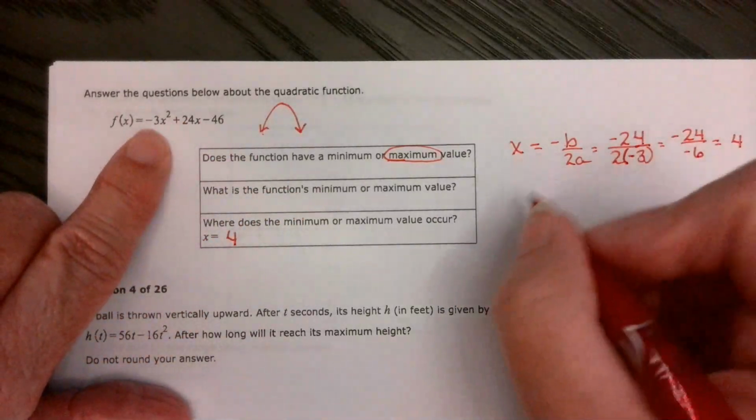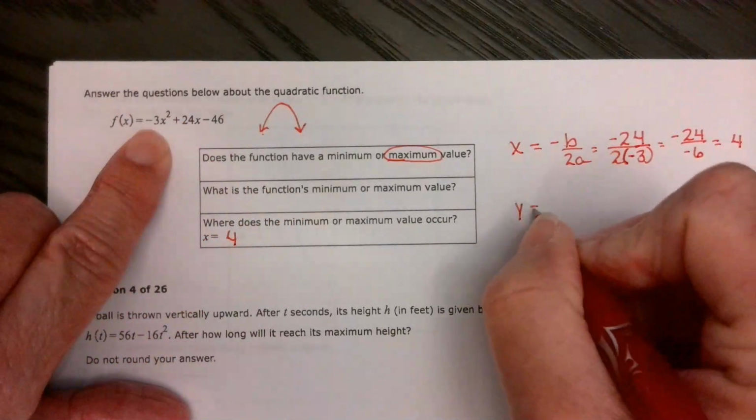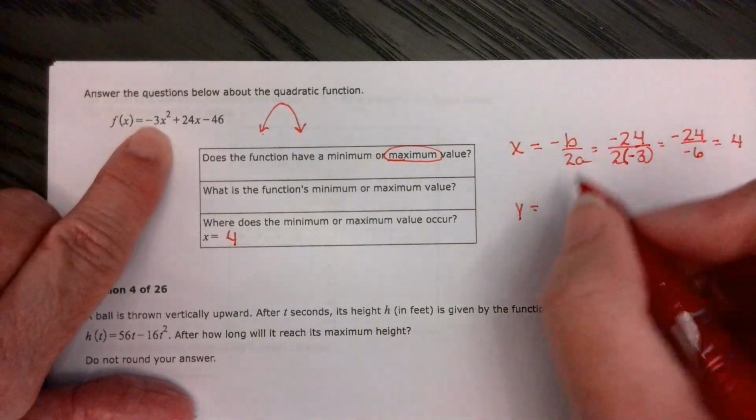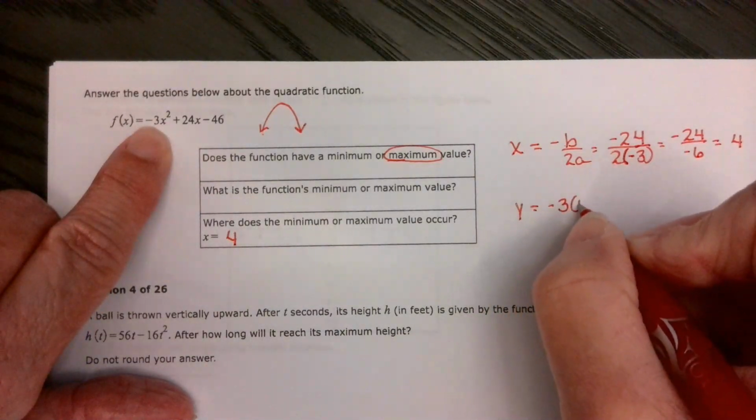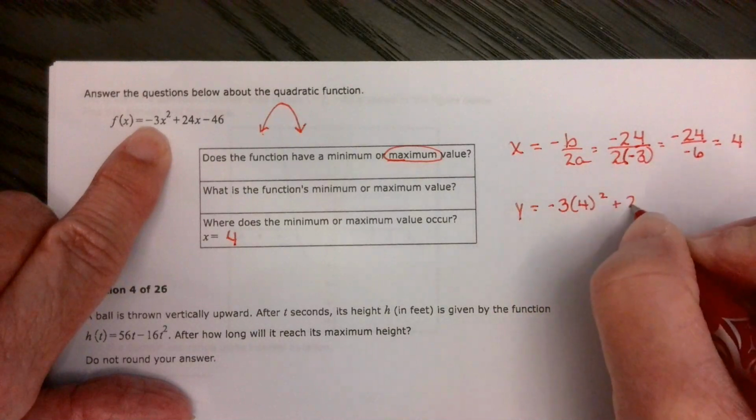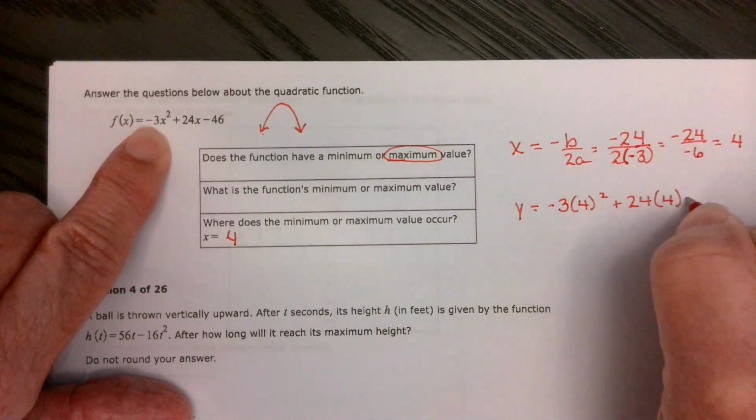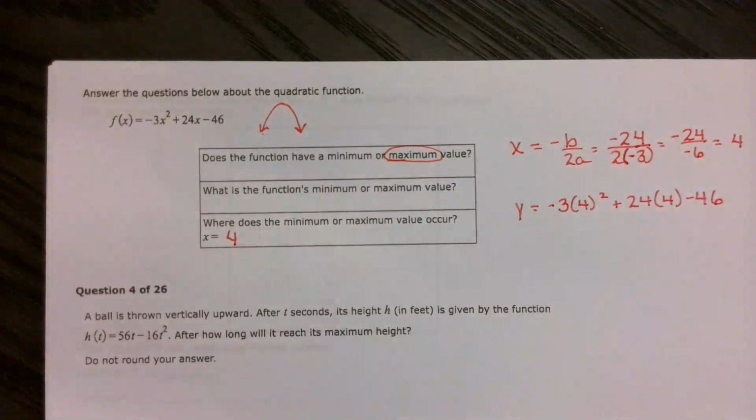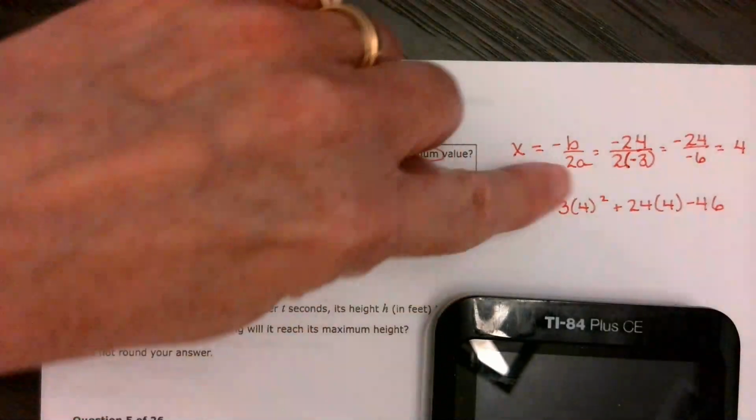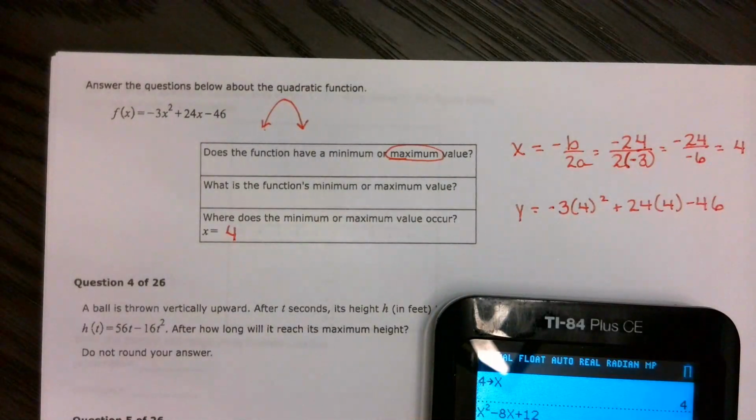Then what is your y value. So you plug in, remember f of x and y are the exact same thing. You're going to say negative 3 times 4 squared plus 24 times 4 minus 46. If this is how it was asked on your test, you are showing your work, okay? So always show your work. So 4 store x, negative 3x squared plus 24x minus 46 gives us 2.